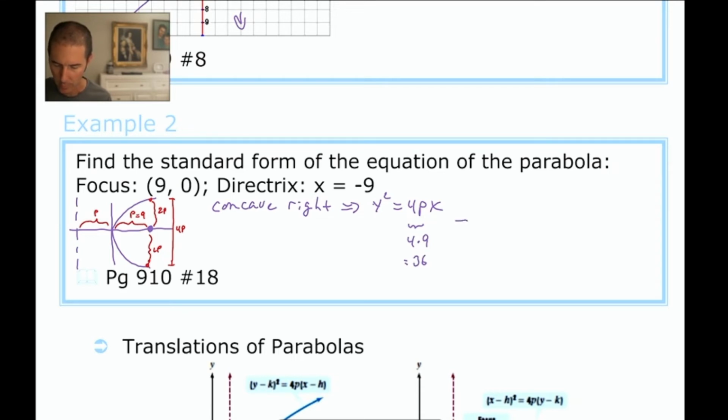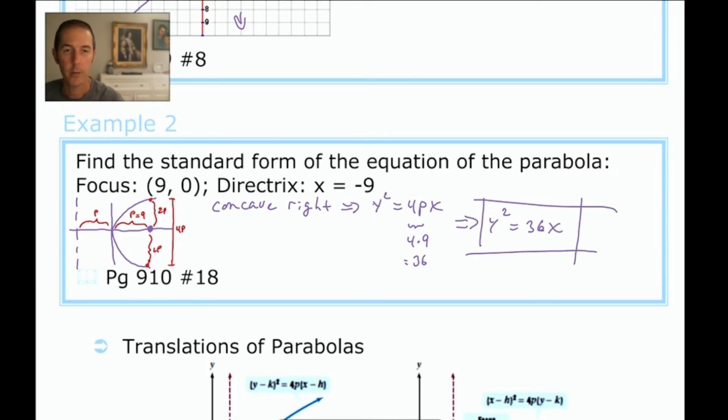Therefore, we can write our final equation as y squared equals 36x. I didn't include this in here, but not only is our parabola concave in the horizontal direction, which is why I knew that the equation was going to look something like this, but because it's concave in the positive horizontal direction, I know that my p-value really is positive. So concave right does tell us this.